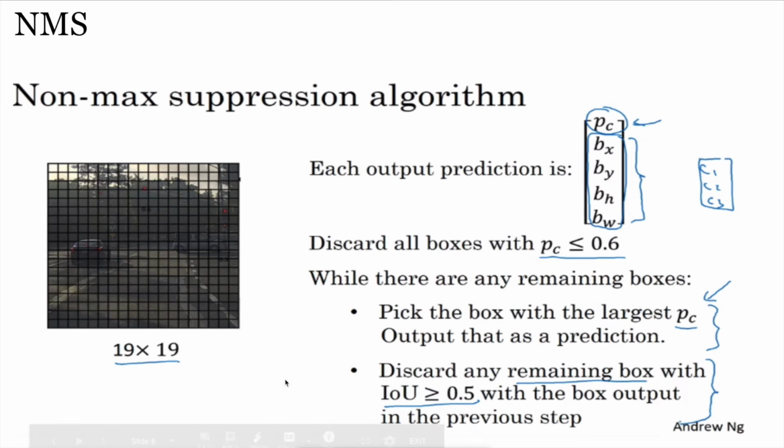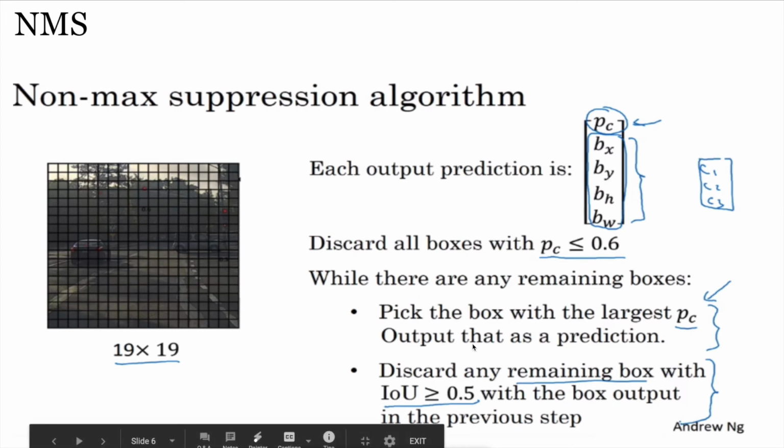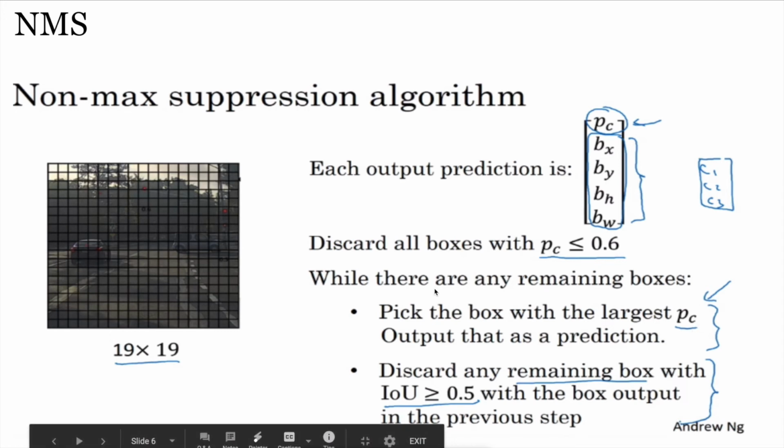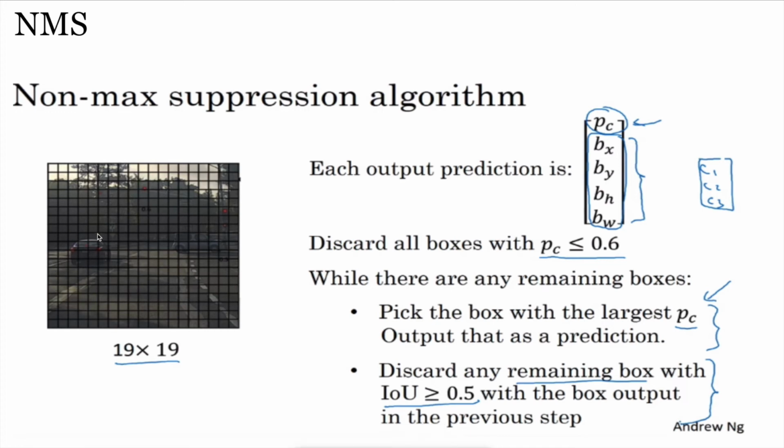If you write the algorithm step by step: step 1, discard all boxes with probability score below 0.6. We remove all the bounding boxes where the probability score is less than 0.6. That threshold a user can decide, like 0.7 or 0.8. Then we loop over the remaining boxes, with 2 steps. First, pick the box with the largest probability score, 0.7 or 0.8.